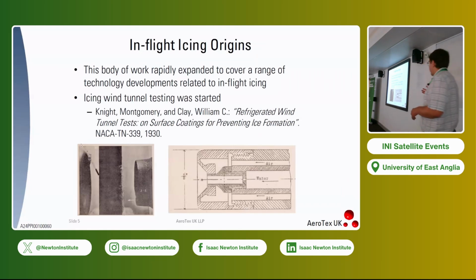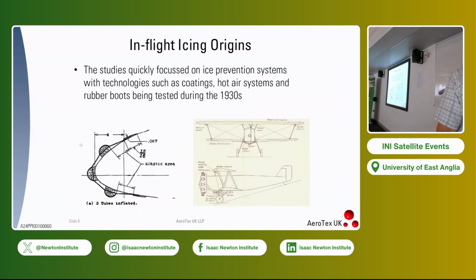So they rapidly expanded. This is an icing wind tunnel in the 1930s, and they developed all these spray valves to give the correct droplet distributions and things. So things were moving quite quickly. They were developing ice protection systems, so they had inflatable boots. They were putting fat onto the propellers to keep the ice from forming on them, all sorts of things.